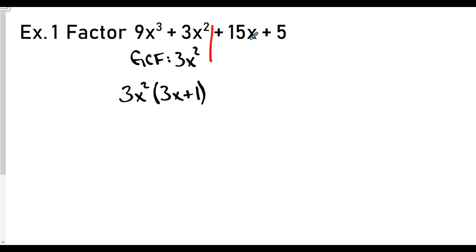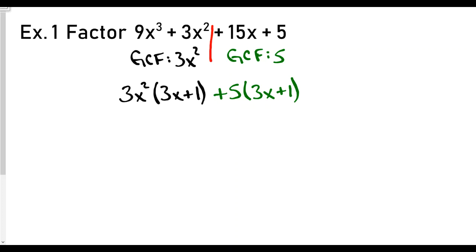Over on the other side, this 15x plus 5, I'm going to say, well, what's the GCF over here? All right, between 15 and 5, I can take out 5. There are no variables in common, so I can't take that out. But I can factor out a positive, and you always want to write the sign here, positive 5. And then what's left over? Well, I have 3x plus 1.